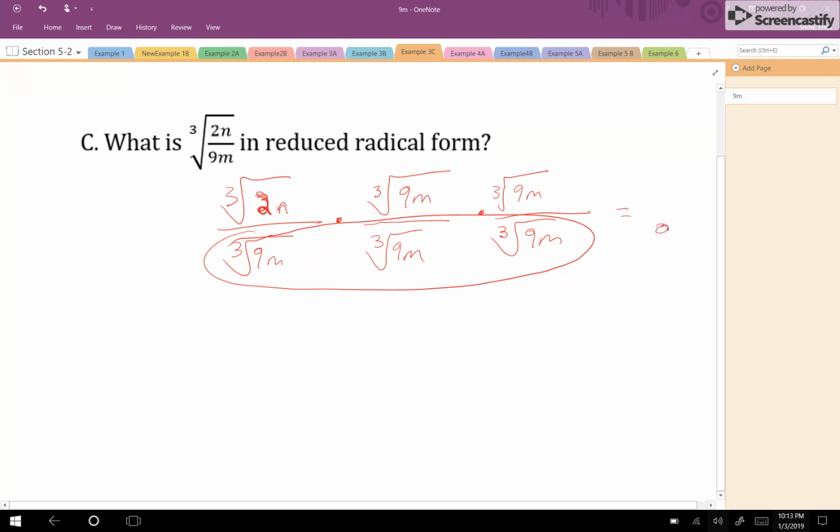It's just 9m, because when you multiply these three things together, it is the cube root of 9m cubed, which is 9m. So that's our denominator. We've now rationalized it. Woohoo! Now we have this mess of a numerator. And it is a mess. The numerator is a complete and total disaster. But we're going to make it better.